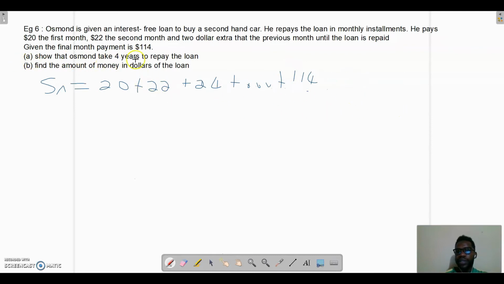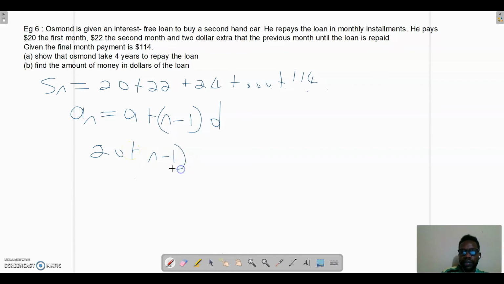And it says show that Osman takes 4 years to repay the loan. So I know that this is the last term. Now the formula for the nth term is an equals a plus n minus 1 times d. I don't know what n is, but I know that the last term is 114. So what we simply need to do is equate the formula to 114, because we know the first term is 20 and we know the common difference is 2. So I'm going to have 20 plus n minus 1 times d, which is 2, is equal to 114, my last term. We just need to simplify this.